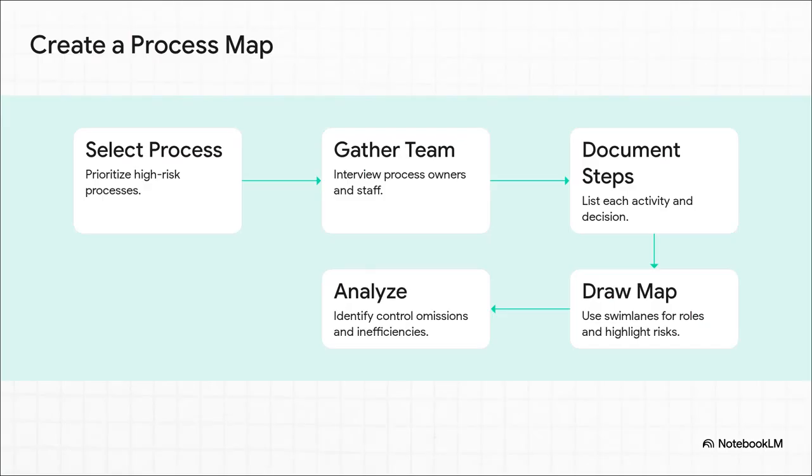And making one of these isn't nearly as scary as it sounds. You just follow 5 basic steps. First, pick a high-risk process, like bringing on a new third party. Classic example. Then, get all the right people in a room. From there, you just document every single activity and decision. Then you draw the map itself. And finally, the whole team analyzes it to hunt for those hidden gaps and weaknesses.